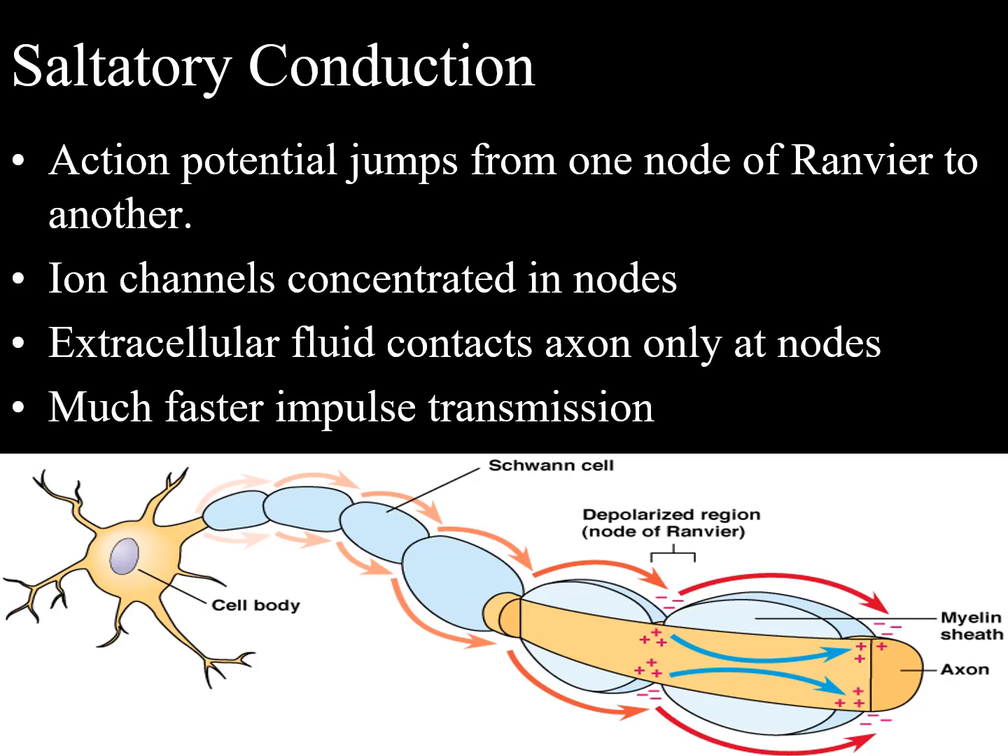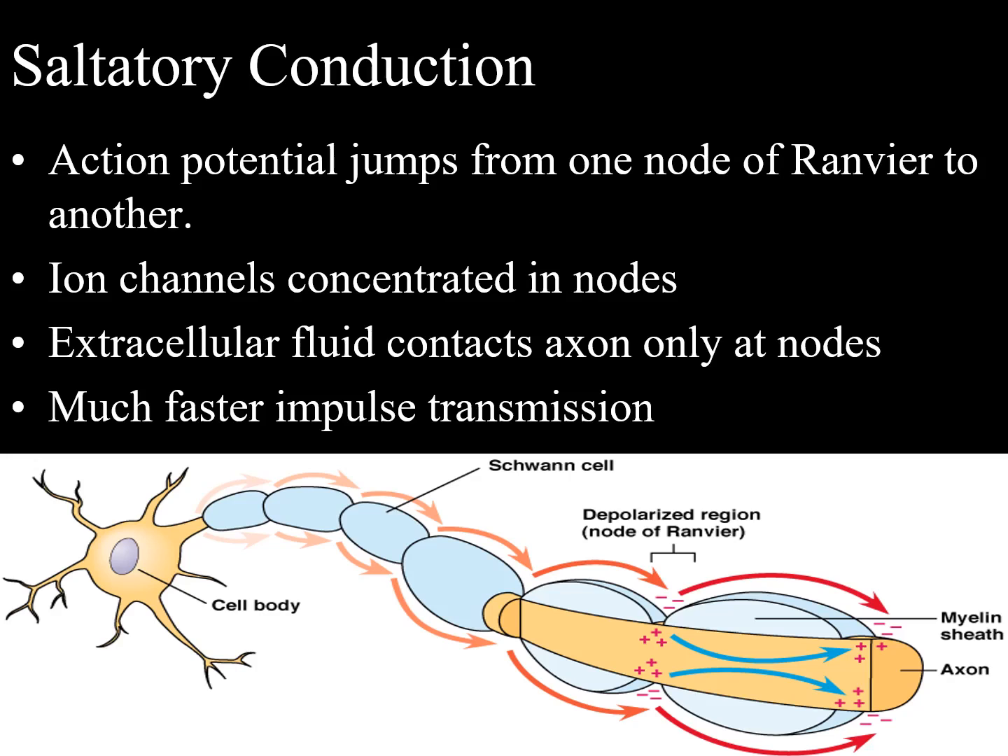Saltatory conduction is what happens in myelinated neurons. Saltation just means jumping. So when you've got a myelinated neuron, sometimes people say that the myelin is sort of like insulation on a wire, which is completely wrong. First of all, in a wire, you can't have little segments of insulation with bare wire between them. The whole wire has to be insulated except at the ends.